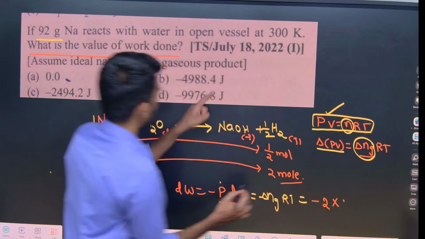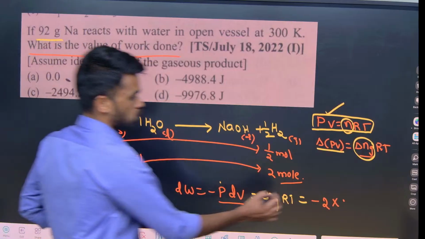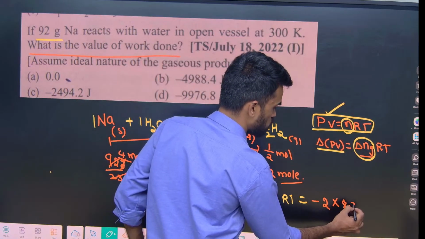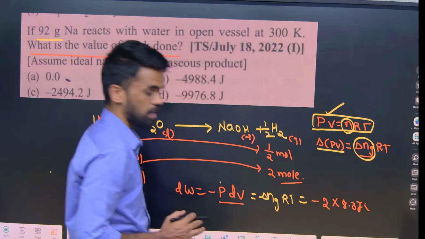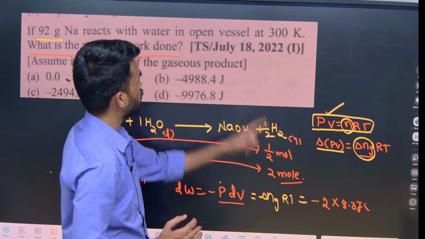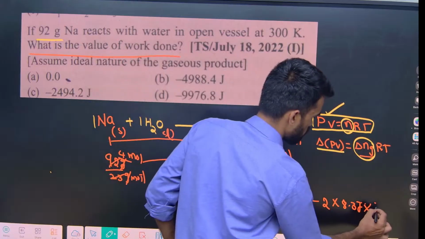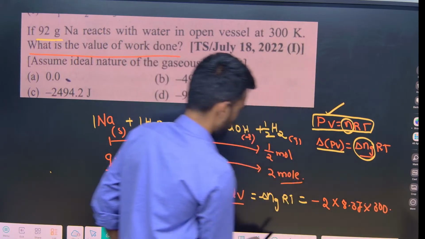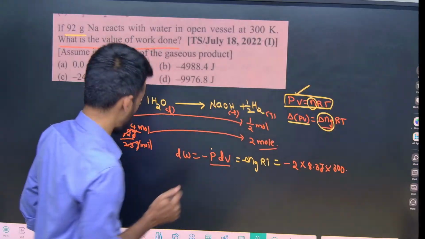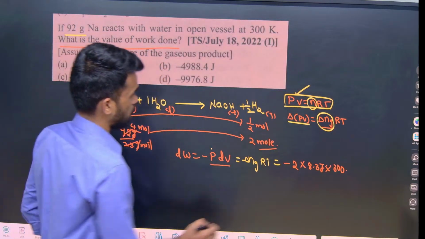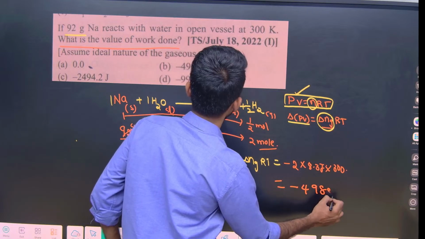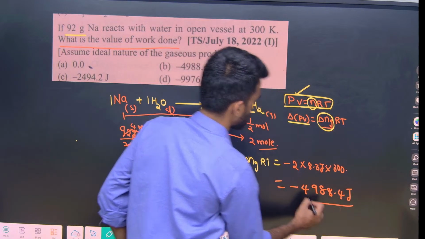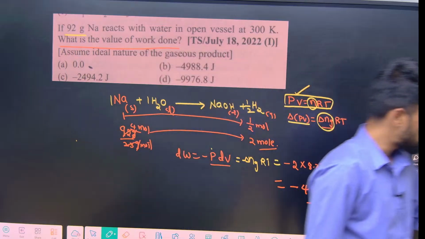They are asking for the answer in terms of joules. So R can be taken as 8.3 joules per Kelvin per mole, as the units. And what about the temperature here? 300, that's it. Upon simplifying this, what are you going to get? You are going to get minus 4988. Almost this is the answer you get for this simplification. Hope this is also clear.